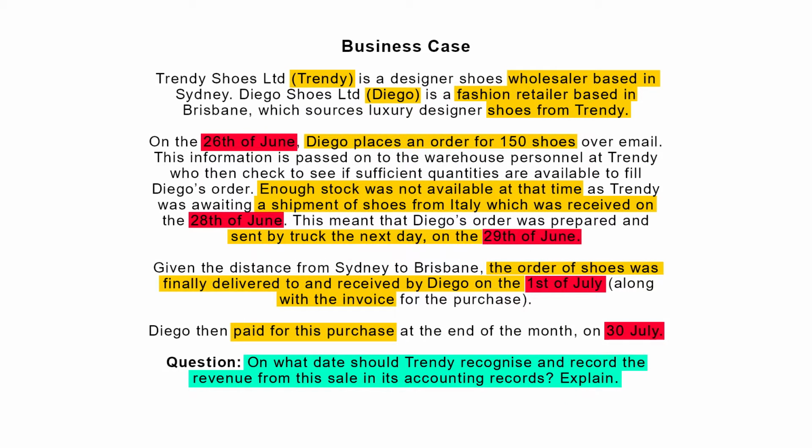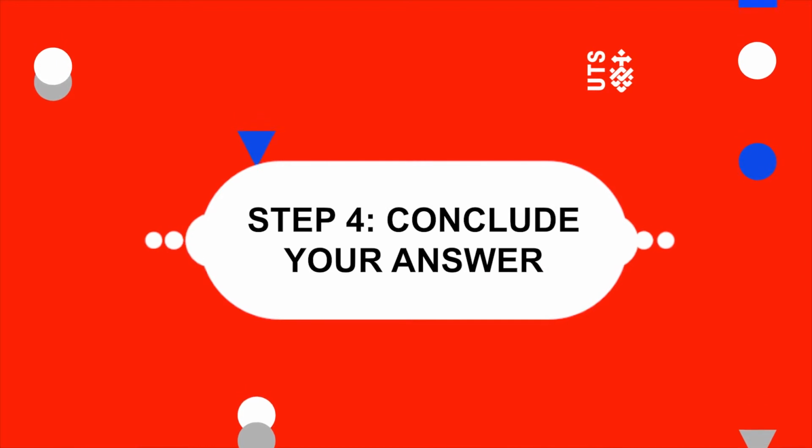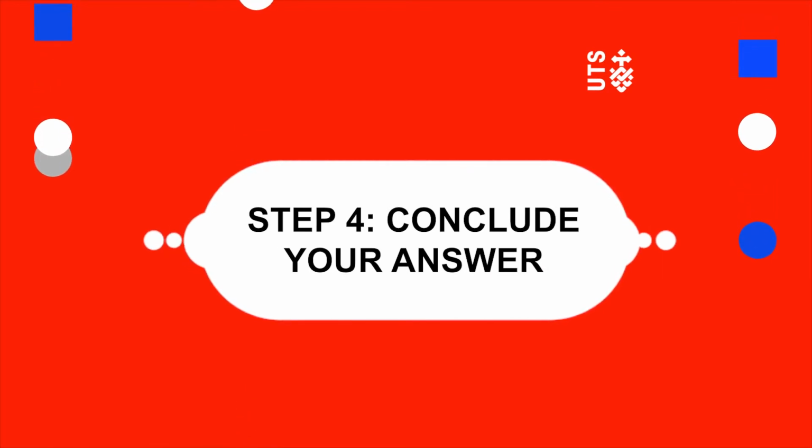Application is the step where we link the rules to the case facts. Now that we have found and read the relevant guideline on when to recognize revenue, we can apply this rule to our case. So the rule states that the entity can recognize revenue once they have transferred the goods to the customer. So on which date has this transfer happened? Step 4. Reach your conclusion. The answer is the 1st of July.